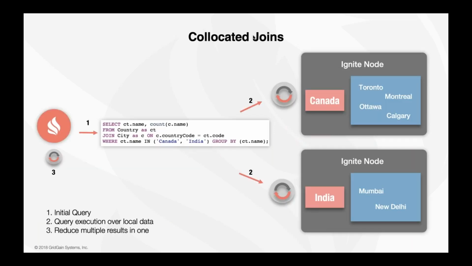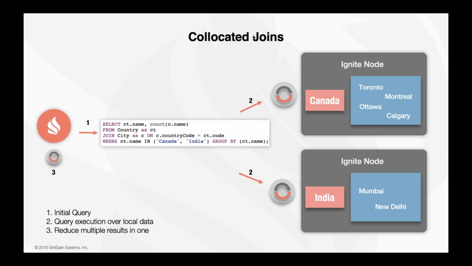All right, so this co-located join. We talked about this a few moments ago. Now, here is an example of a query in the middle. As you can see, we're doing a select from, and we're doing a join. And we've got, in this case, two nodes.